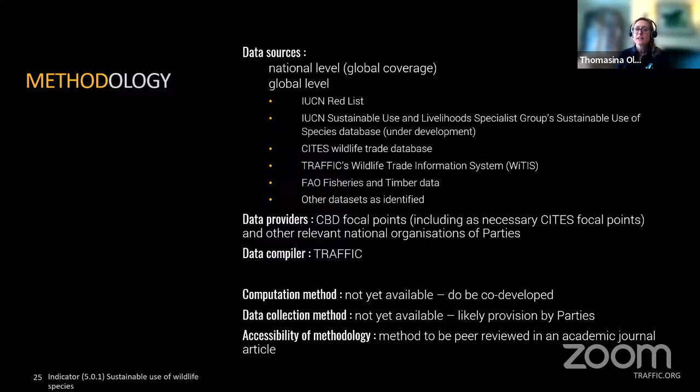As this indicator and ideas are still in development, we're yet to finalise a method for this indicator. So as you can see, there's a lot in development or not yet available on some of the points that the metadata file asked for. And as I've mentioned before, we do foresee national level data and provision, but with global coverage. We'll also draw on other relevant sources that would help augment these data and help with contextualizing. Next slide, please.